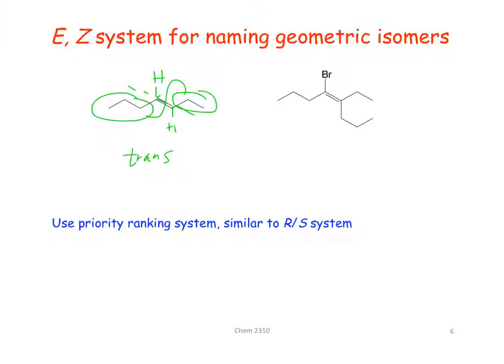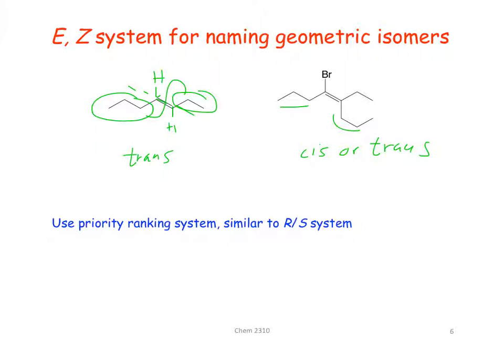But the next one that I have, we have more substituents, right? So what would we call this? Would this be cis or trans? Are we going to look at the biggest alkyl groups, and are those going to be cis, or are we going to look at the bromine?